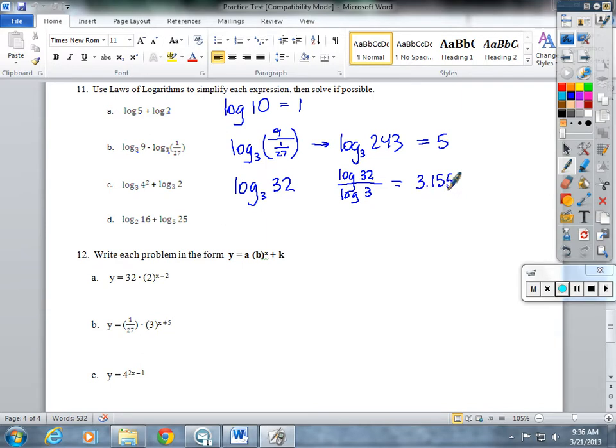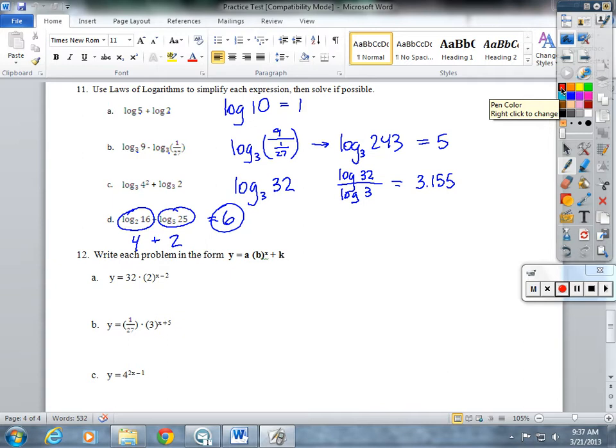Then the last one here, we have log base 2 of 16, log base 5 of 25. Well, we can't combine those using any of our laws of logarithms, but I can simplify log base 2 of 16. 2 to what power gives you 16? 4, good answer. And then I can simplify log base 5 of 25. 5 to what power gives you 25? Squared. 4 plus 2 is 6. So there's always typically a way to be able to determine what these are, just not always the same method. Next, number 12.